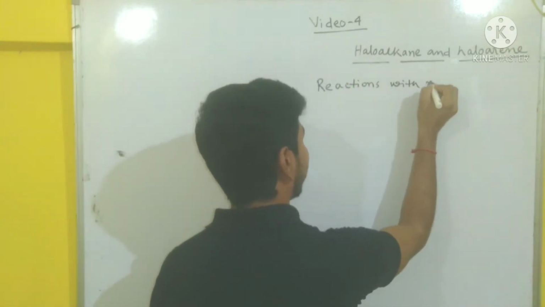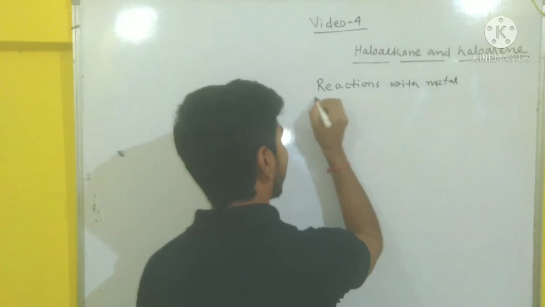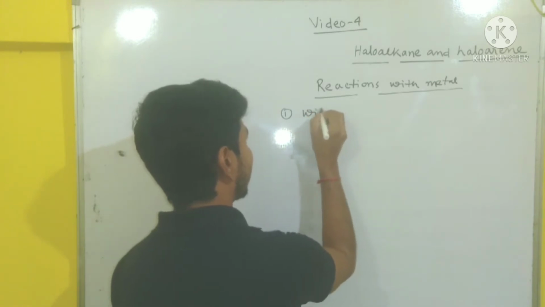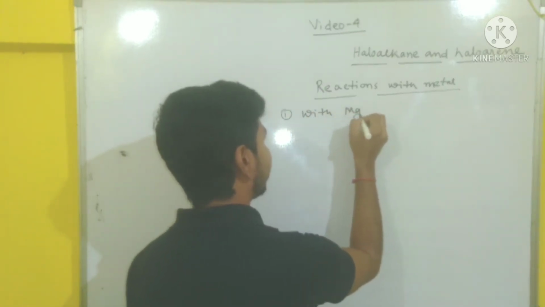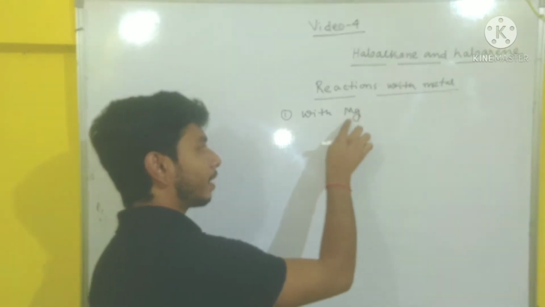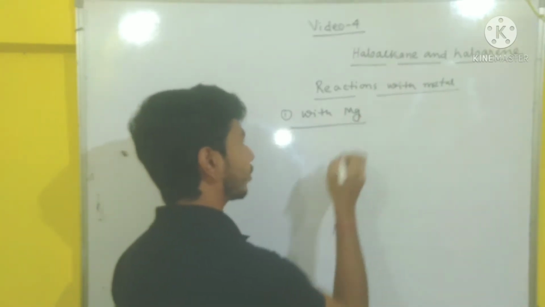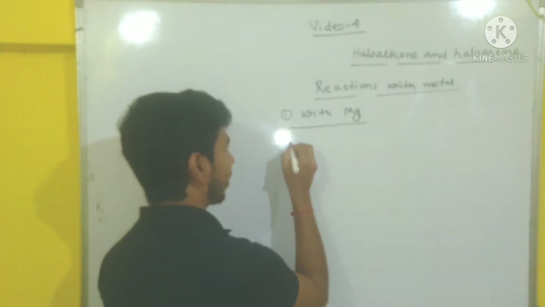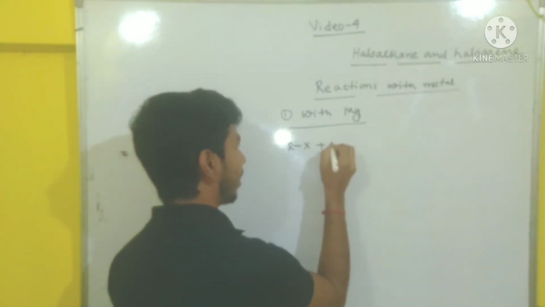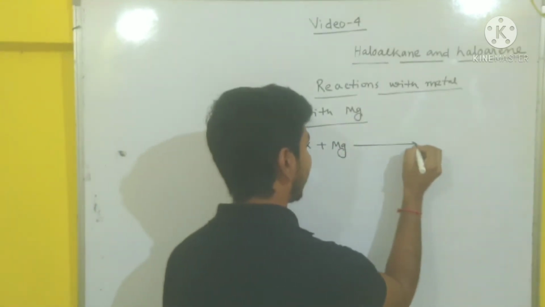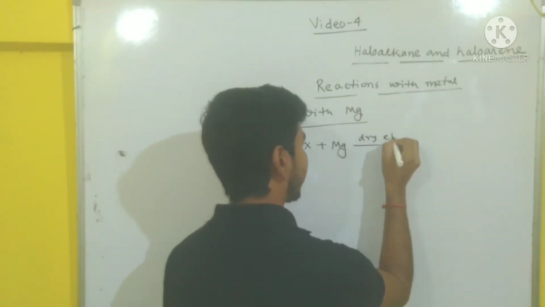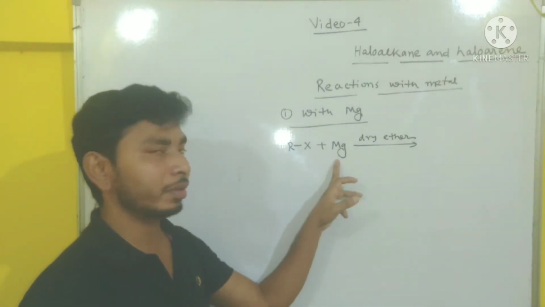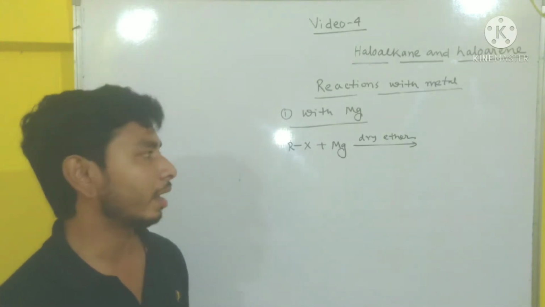Reactions with metal. Number 1, with magnesium. Here the metal is magnesium. So the first reaction is the reaction with magnesium. Alkyl halide RX, upon treatment with magnesium in presence of dry ether.